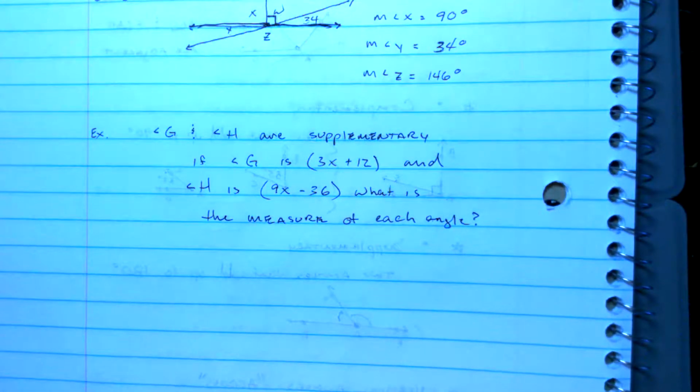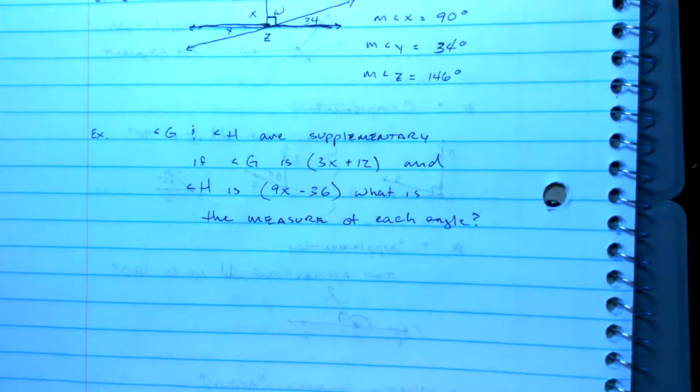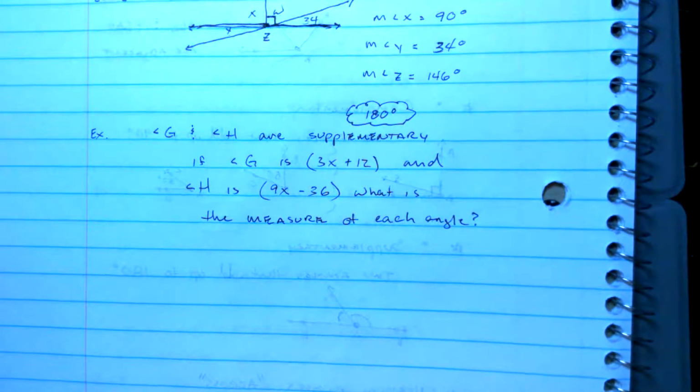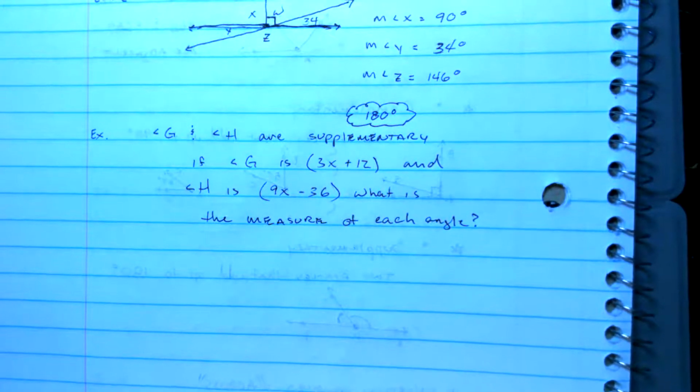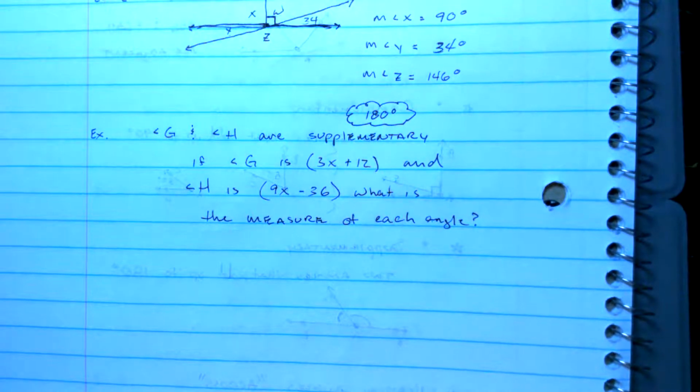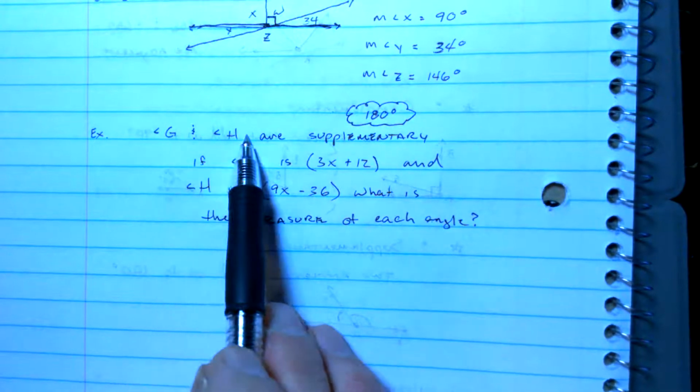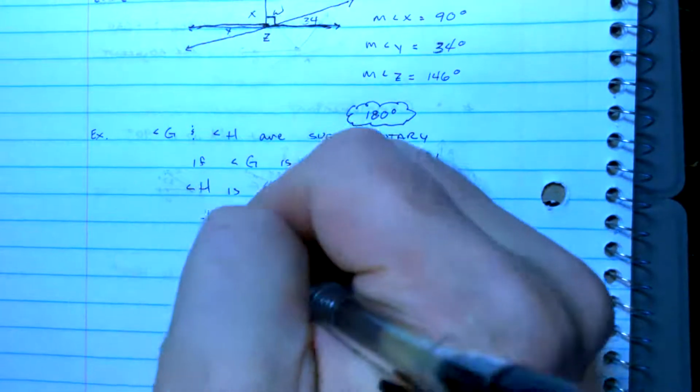If angle G and angle H are supplementary, which that word alone should spark, that should tell us that I've got 180. Angle G is 3x plus 12. Angle H is 9x minus 36. What is the measure of each angle? Okay, so what do I have? Well, I have lots of information. All I know is that these two combined make for that. So I can start with that.